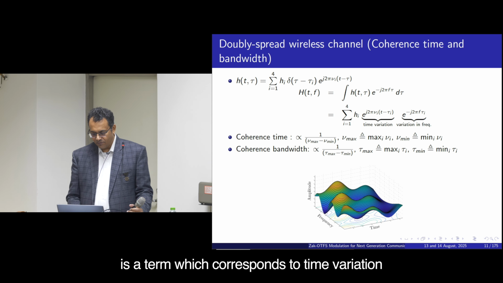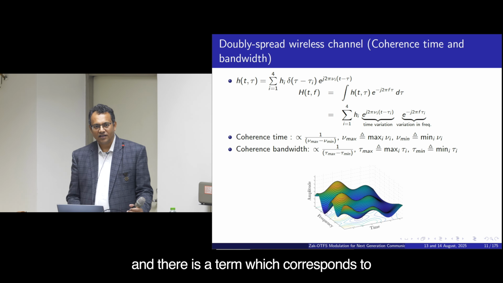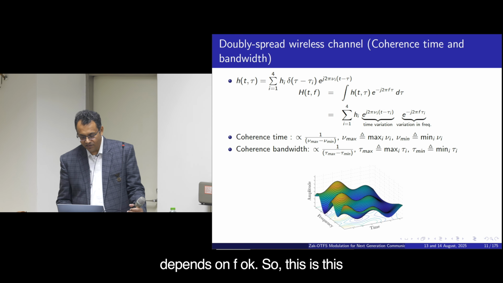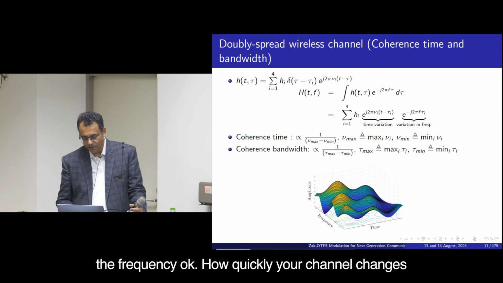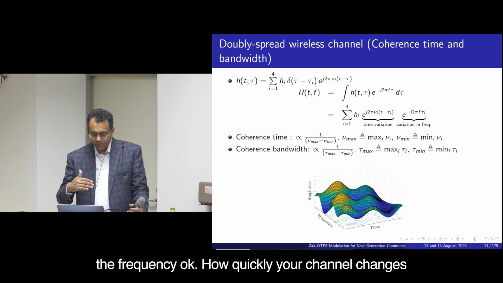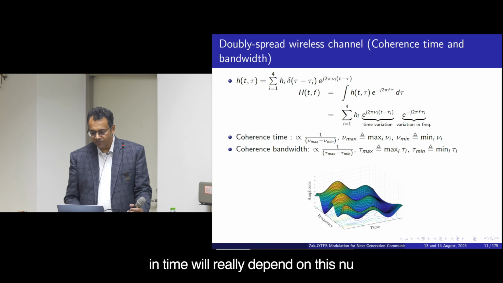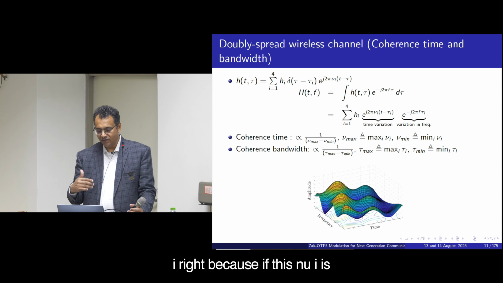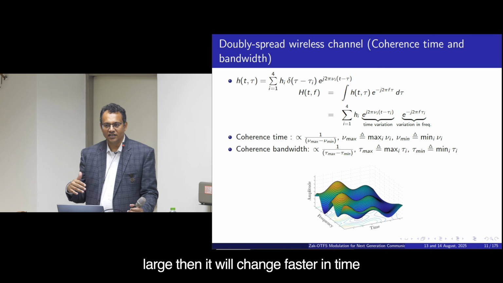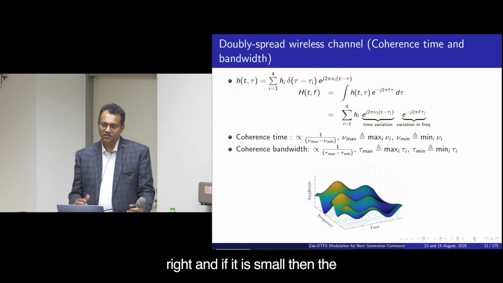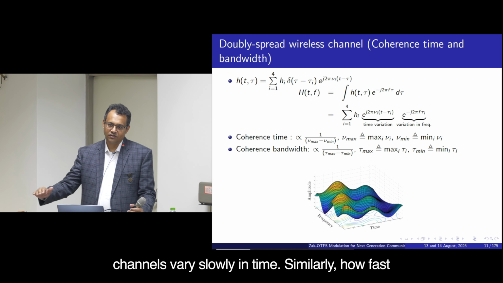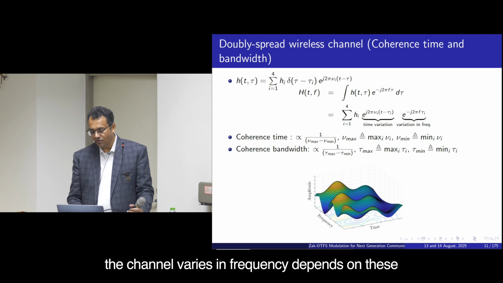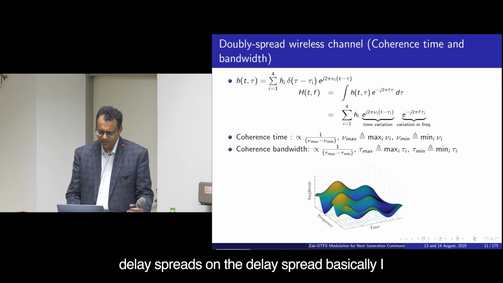So you will see that there is a term which corresponds to time variation, and there is a term which depends on f. So this will cause the variation in the frequency. How quickly your channel changes in time will really depend on this nu_i, because if this nu_i is large, then it will change faster in time, and if it is small, then the channel varies slowly in time. Similarly, how fast the channel varies in frequency depends on the delay spread.